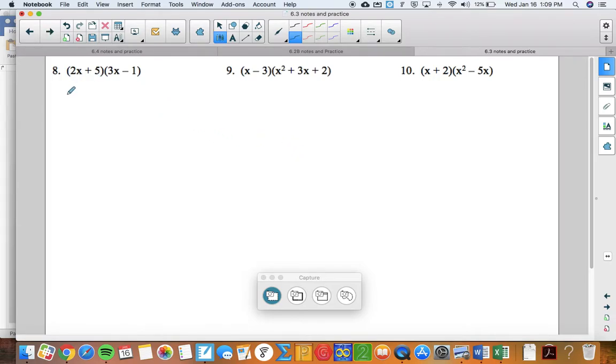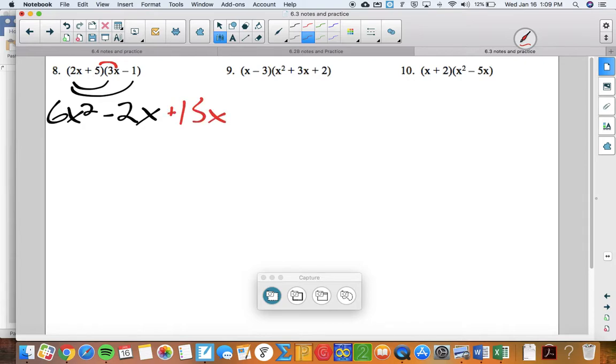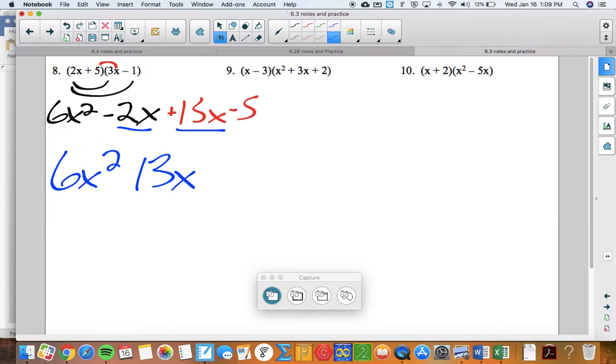And more foiling. I'm going to go a little faster here. 6x squared, negative 2x, 15x, negative 5. Combining like terms right there gives you 13x, but don't forget about your 6x squared out in front. So by the way, this is a 13x now, a positive 13x, so you put a plus sign down. And we have this negative 5 at the end, so I'll write down minus 5 there.